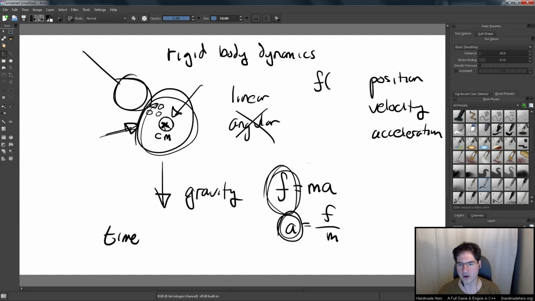If I say that I have a function for an object's position, then these three are related very simply. The first derivative, if you remember your high school calculus, the first derivative of the position is the velocity, and the second derivative, right, of the position is the acceleration, okay?